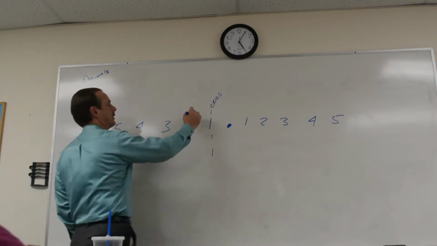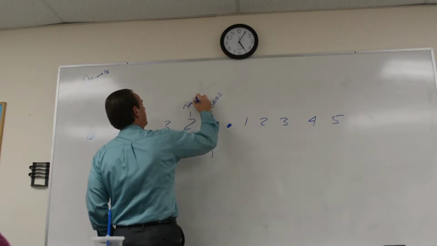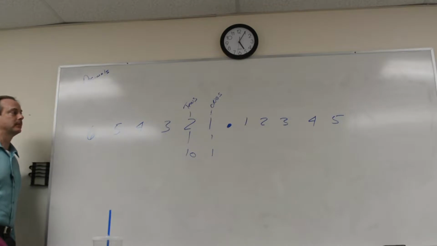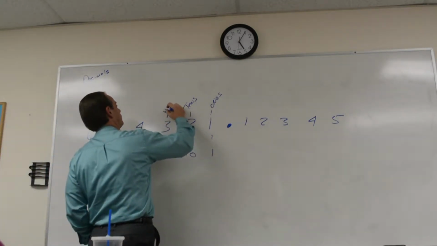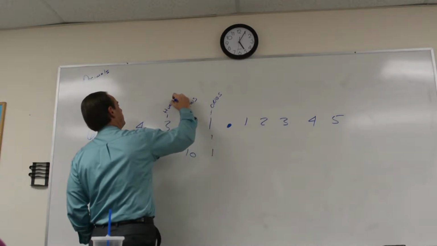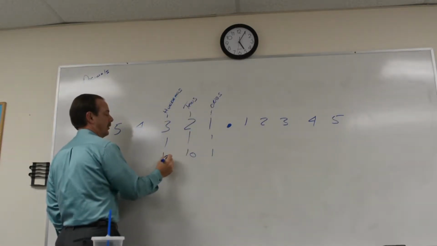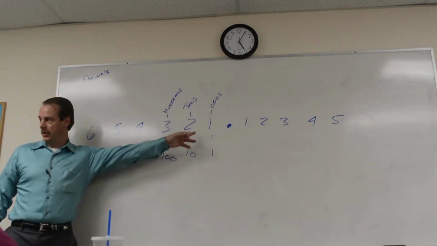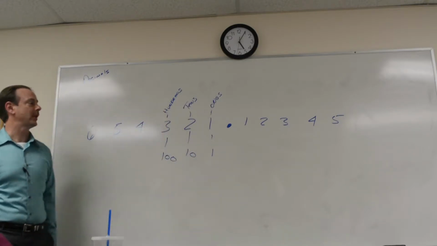How about the second place? Tens. And it's represented by 10, right? Next place is? 100. And over here we're going to have 100. So if we had a 3 here, this would indicate 300. If it were 5, it would be 500. That's where they're getting that from.